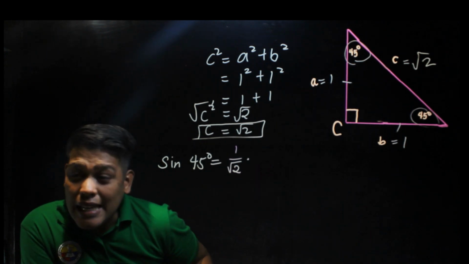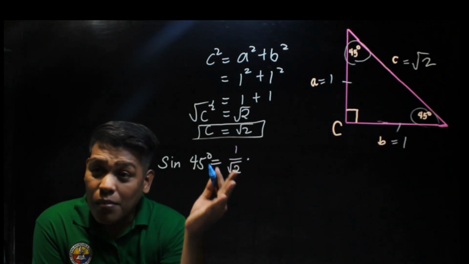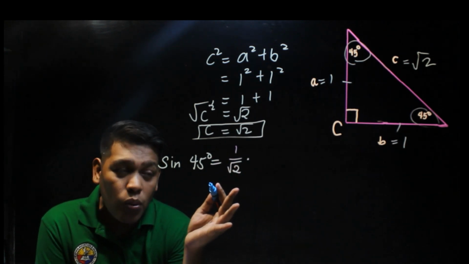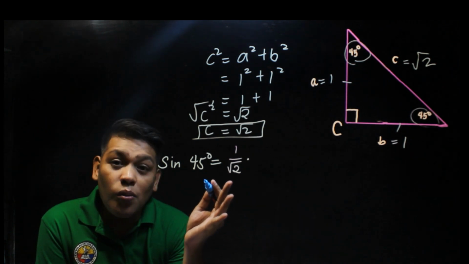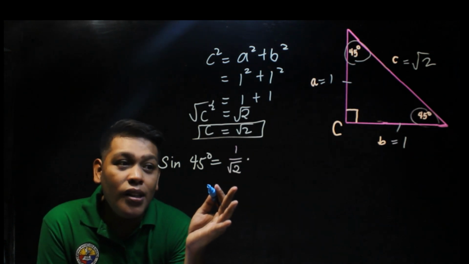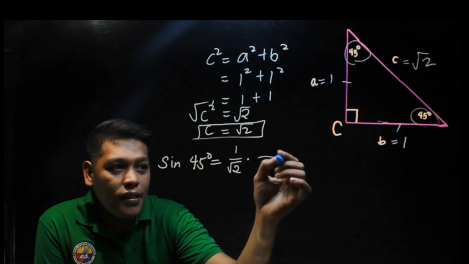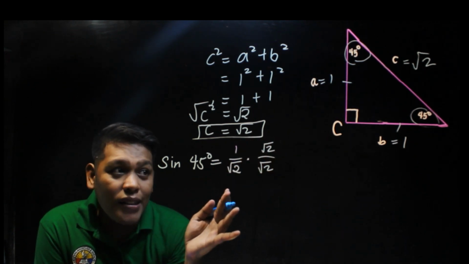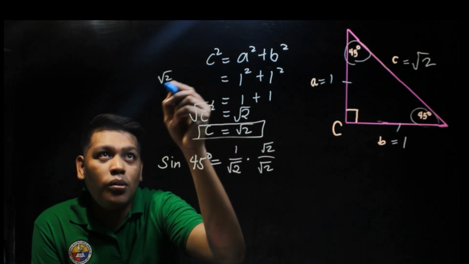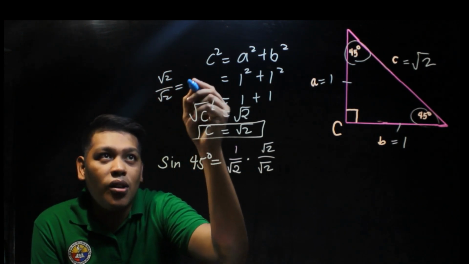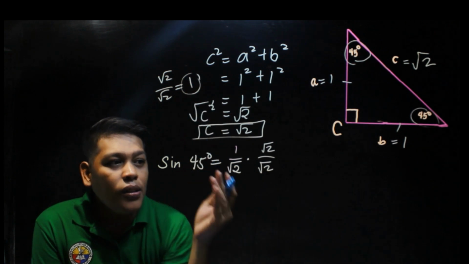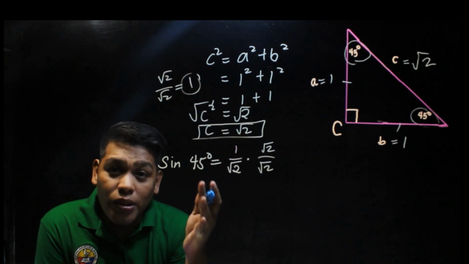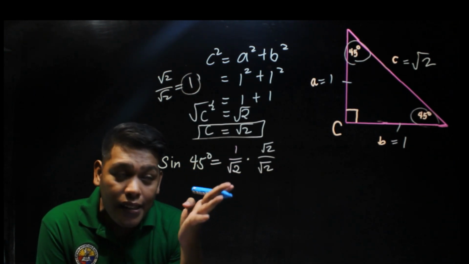Pero, no, hindi tayo pwedeng maglagay ng square root of 2 sa denominator. So, magmumultiply tayo, no? Ang i-multiply natin is square root of 2 over square root of 2. Hindi siya maapektuhan kasi ang square root of 2 over square root of 2 is equivalent to 1, no? So, any number na multiply mo sa 1 ay kaparehas lang, itself lang.